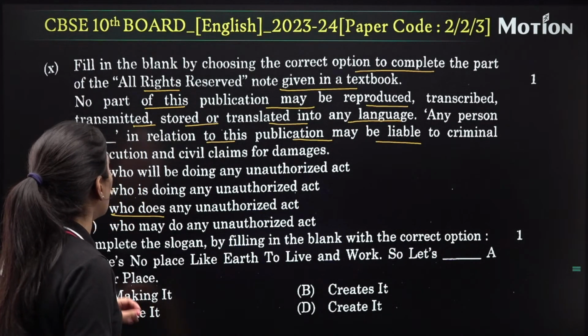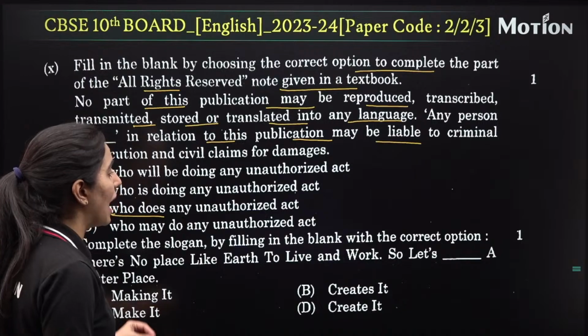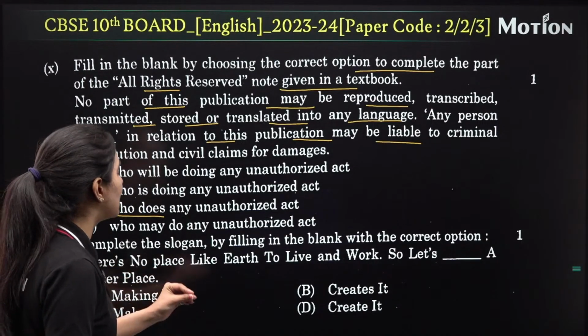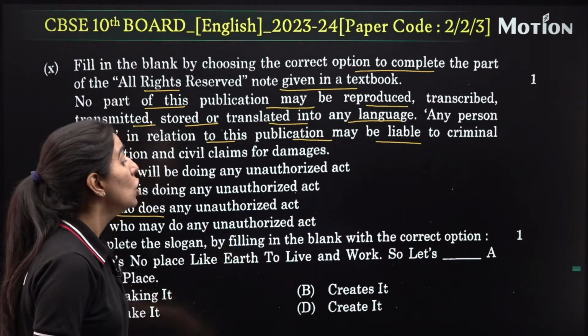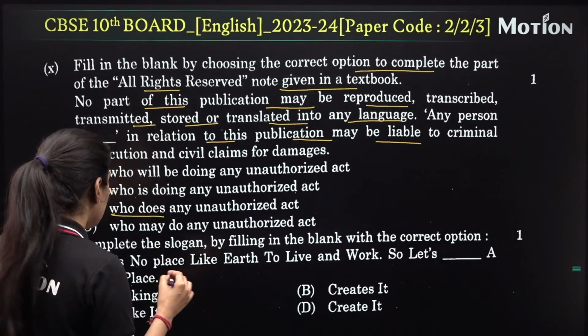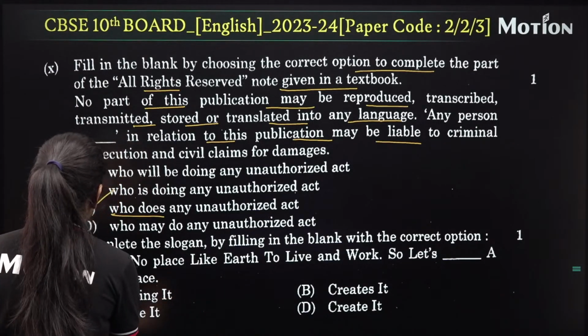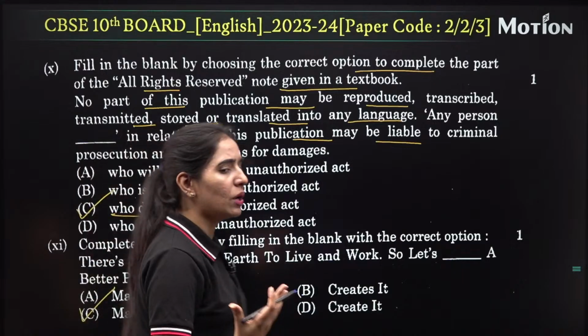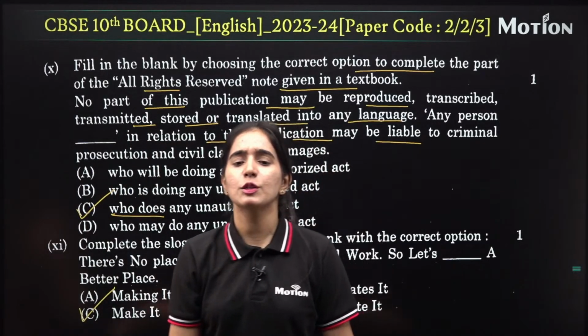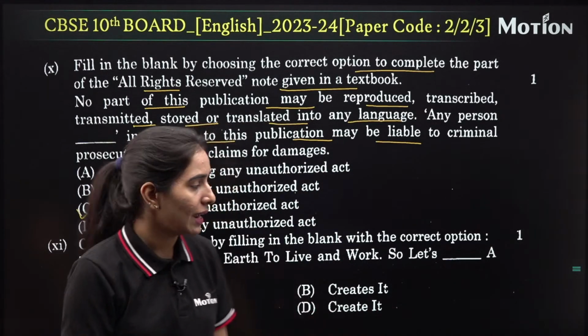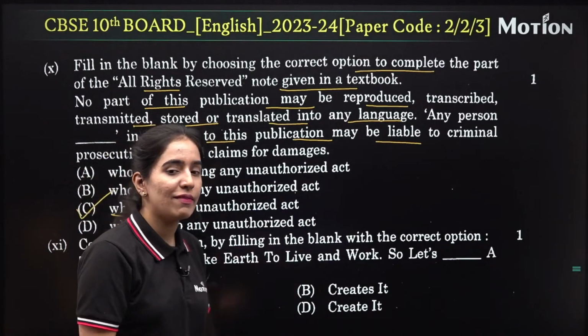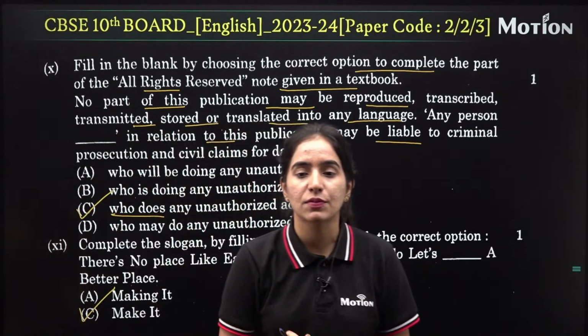Okay, next is, now complete the slogan by filling the blank with the correct option. There's no place like Earth to live and work, so let's make it a better place. Very easy. As soon as you read the question, you will get the answer. Let's make it a better place to live, right? So that we can live and enjoy and live here peacefully.